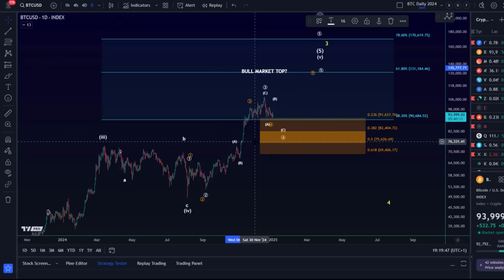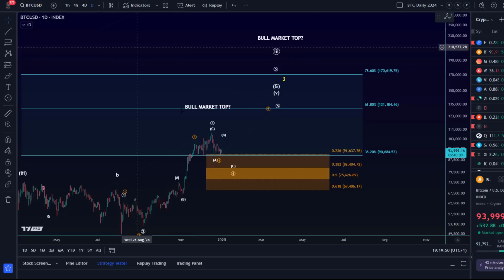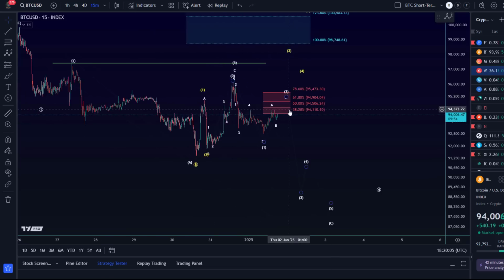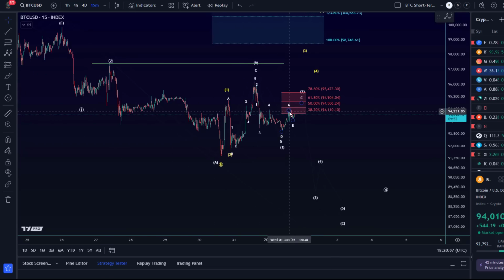On the smaller time frame, maybe we talked about that yesterday, with a 5-wave move down and a 3-wave move up, that is a possible short trade setup, but it would clearly be invalidated with a break above 96,200. So that's how I see it. And again, it doesn't mean it's a great short trade setup, given that I believe we're very close to a low anyway across the sector.